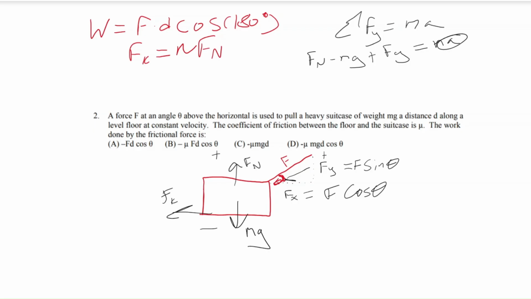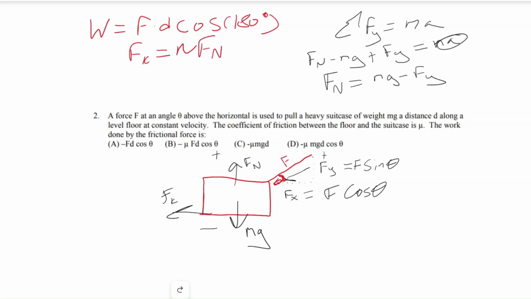So doing that, we would get force normal is equal to mg minus force in the y. So we already have one portion of this equation. And to do this, we're going to need the other portion, which is mu. But luckily, we aren't solving for anything. We're just using our variables.